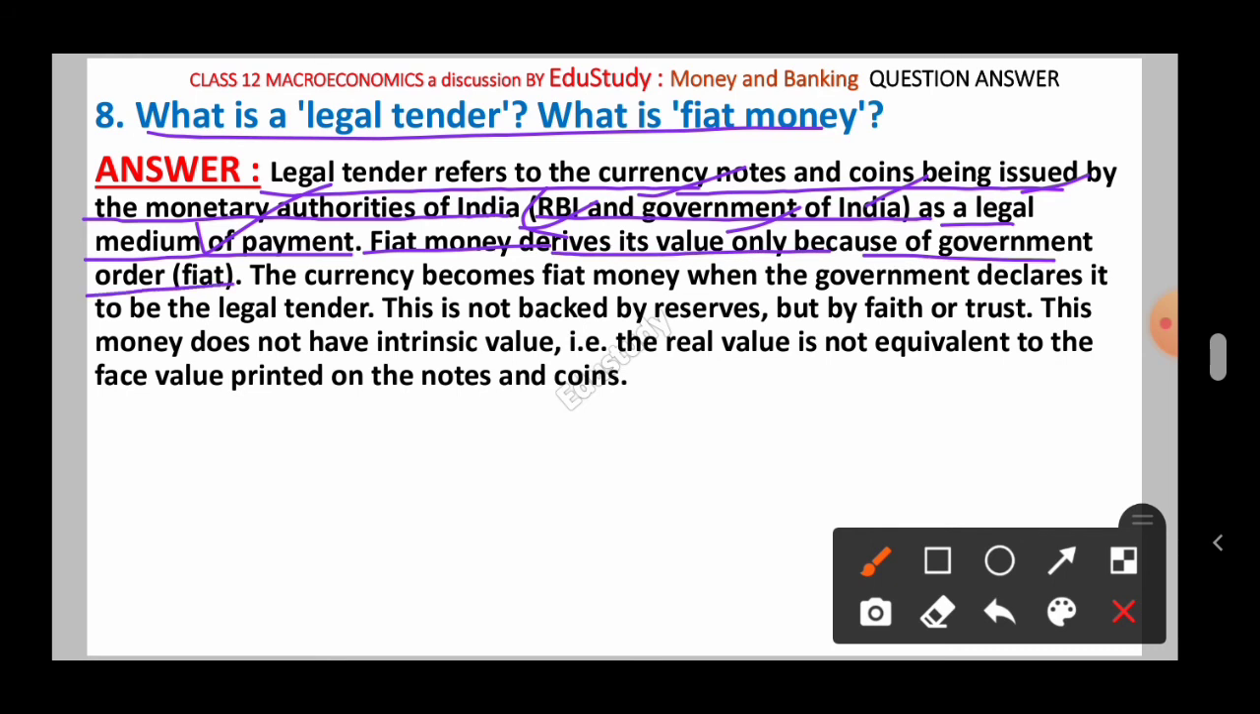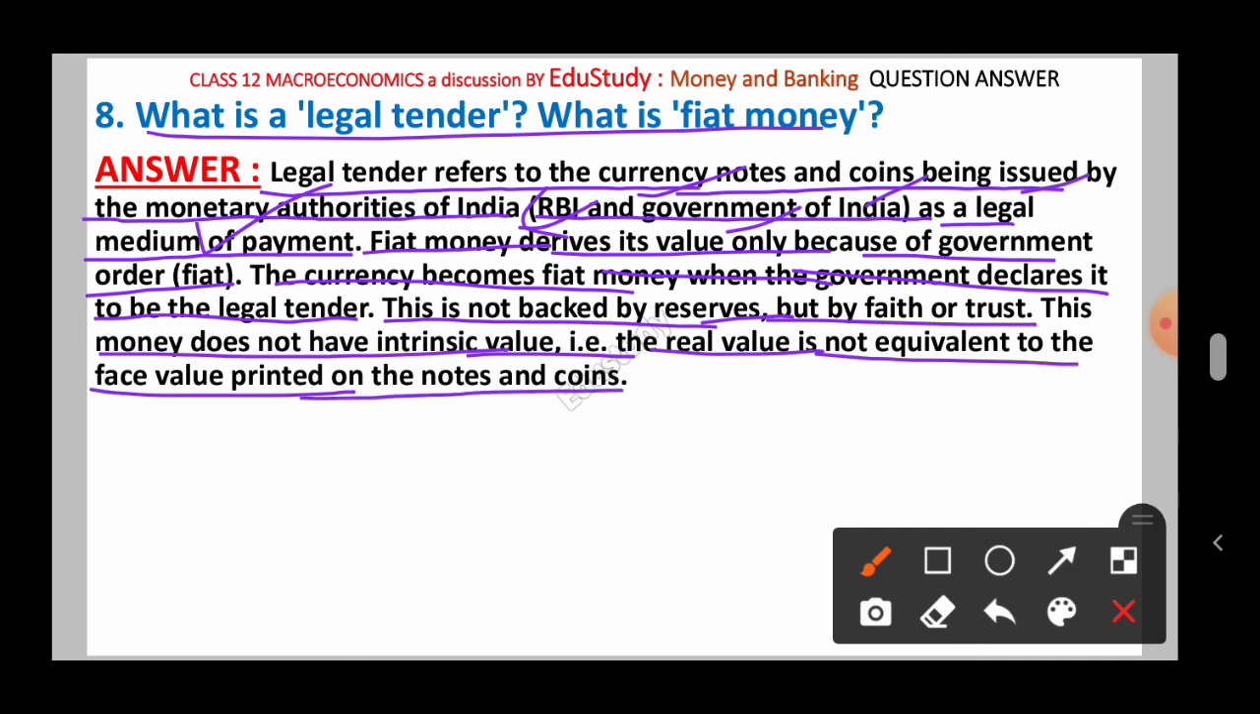And what does fiat money mean? Fiat money derives its value only because of government order. The currency becomes fiat money when the government declares it to be legal tender. It is not backed by reserves but by faith or trust, and this money does not have intrinsic value, that is, the real value is not equivalent to the face value printed on the notes or coins. Okay, so this is fiat money.